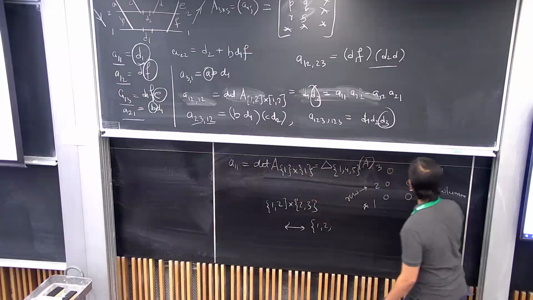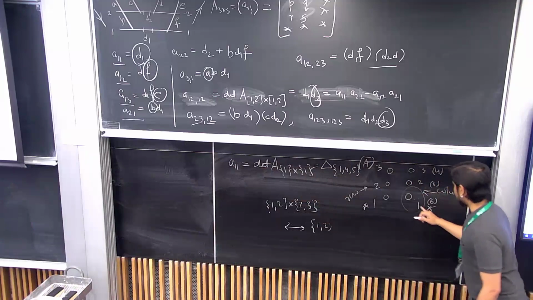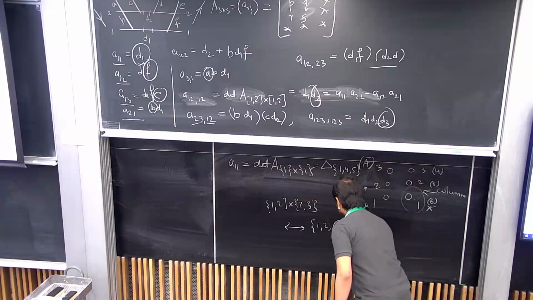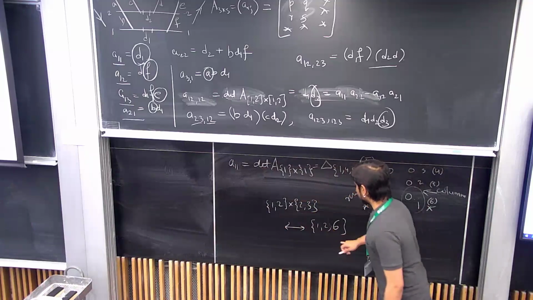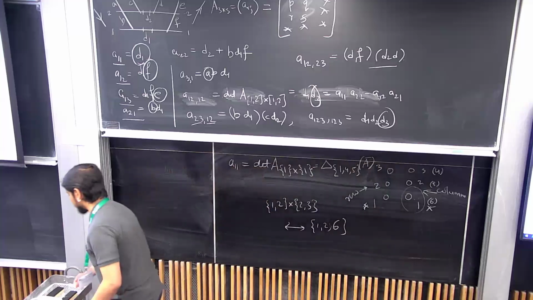For 2, 3, we look at 2, 3 complemented, we get 1. 1 identifies with 6. So we get 6 here. So this minor corresponds to this Plücker coordinate. So that's how it is. That's how the correspondence works.